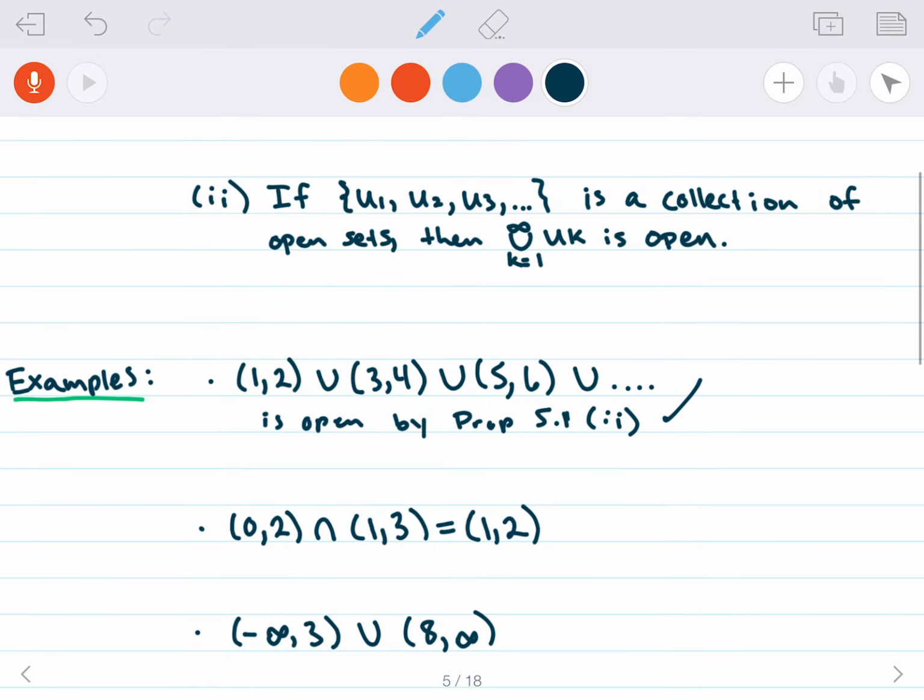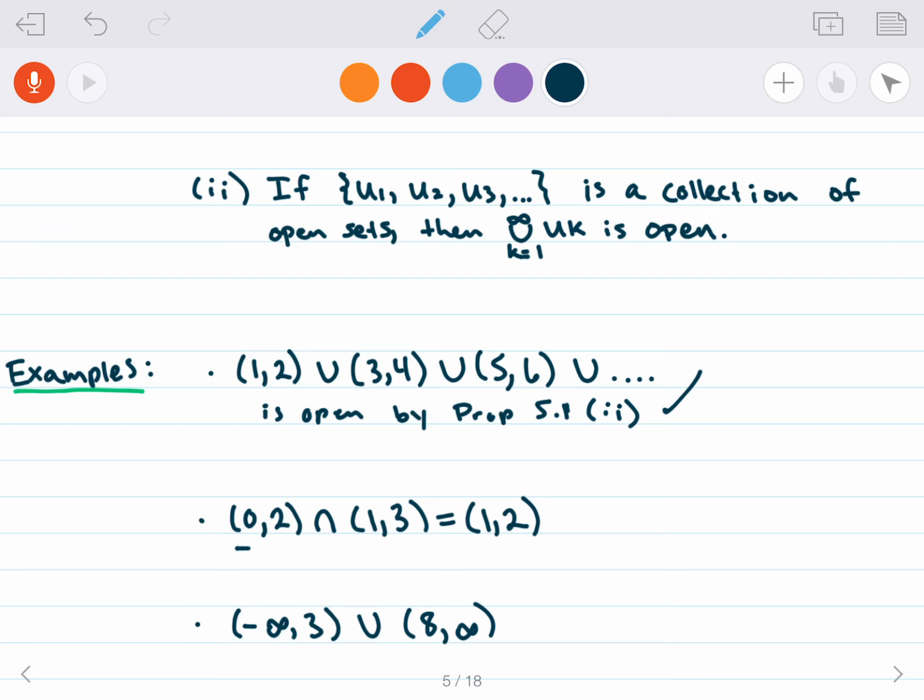What about this guy? The intersection of 0, 2 and 1, 3. If we draw a picture of this, here's 0, 2, here's 1, 3, we can see that the intersection is 1, 2.